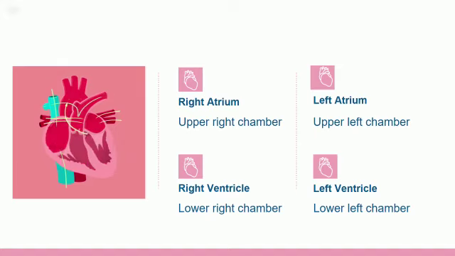The atria and ventricles work as a team. The atria fill with blood, then dump it into the ventricles. You will learn more about this in the next class. For now, all you need to know are the four different parts of the heart.